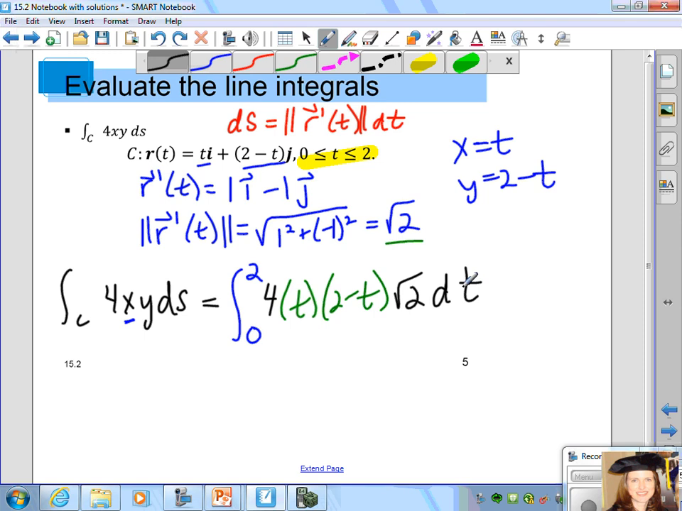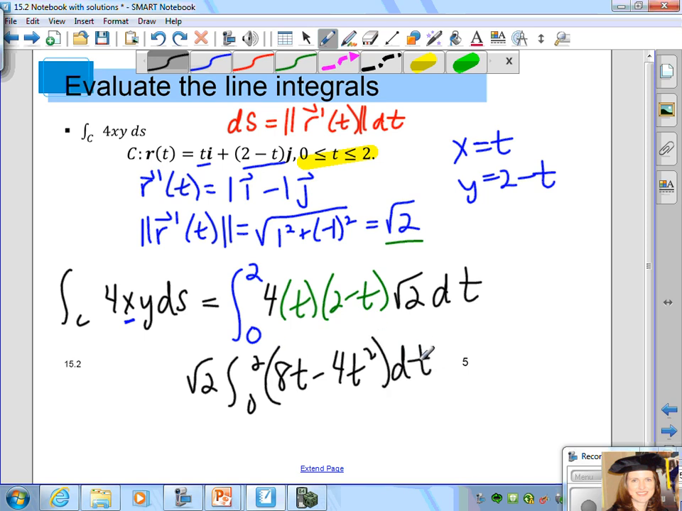So now we have a single definite integral. We can simplify this by distributing the 4 and the t, and that square root of 2 you can bring out in front. So it's going to be the square root of 2 times the integral from 0 to 2 of 8t minus 4t squared. This is a single definite integral. You've practiced this enough, you can work this out. The solution is 16 square root of 2 over 3. So when we evaluate the line integral, we're replacing the x and the y with what they equal on the path, and we're replacing ds with the magnitude of r prime of t dt.